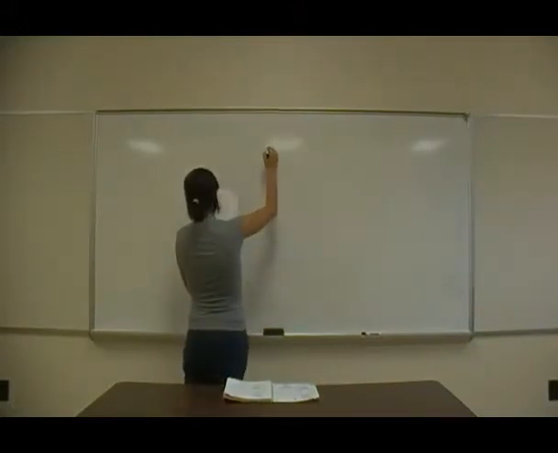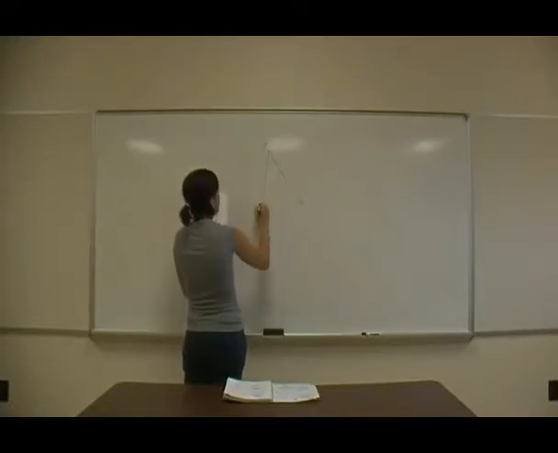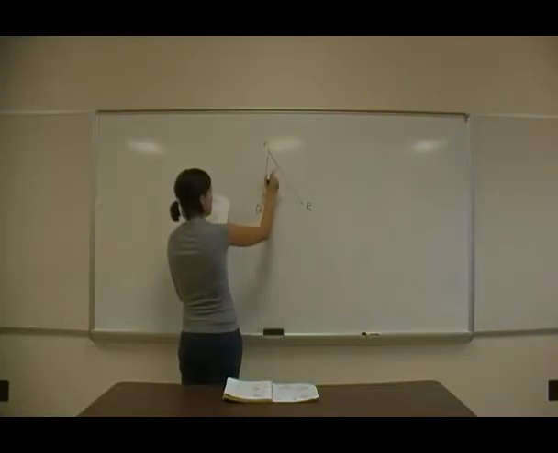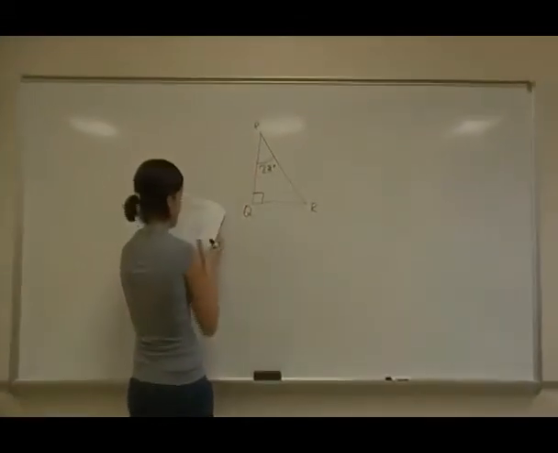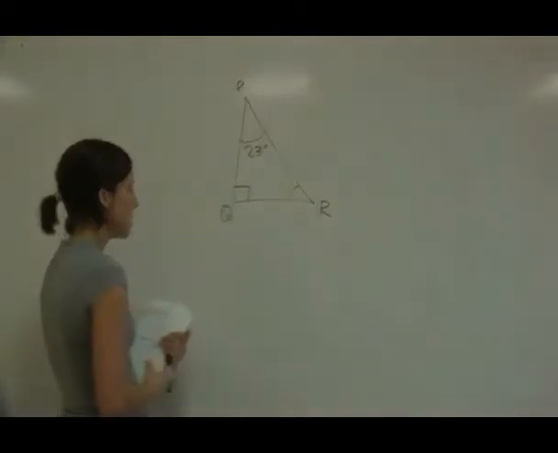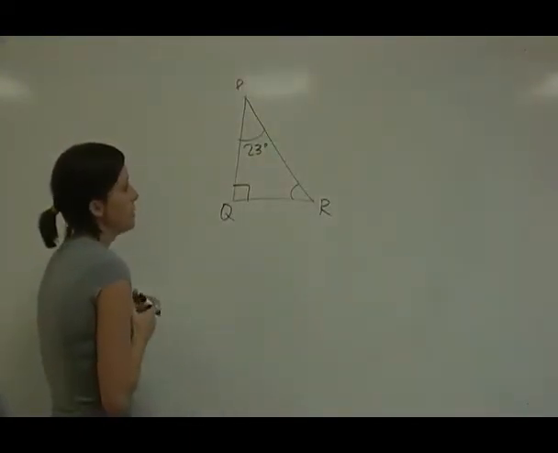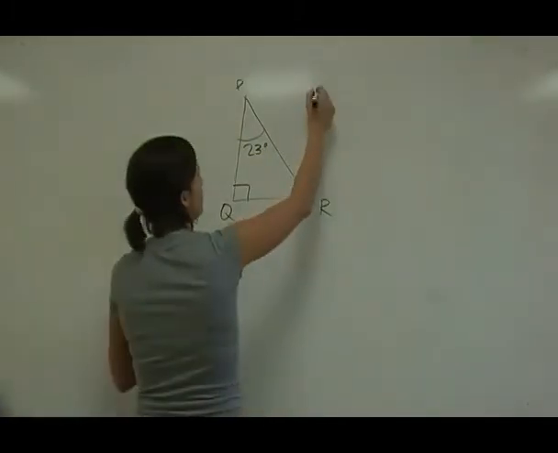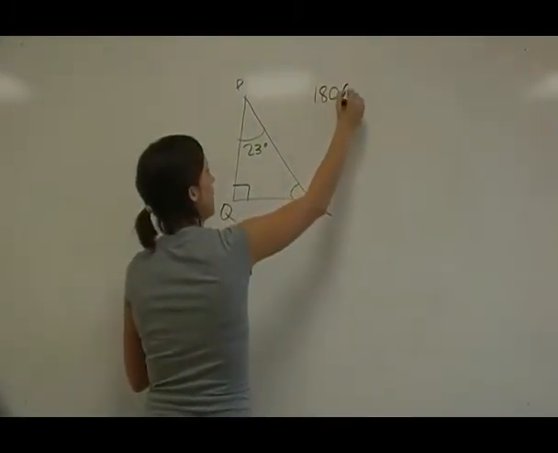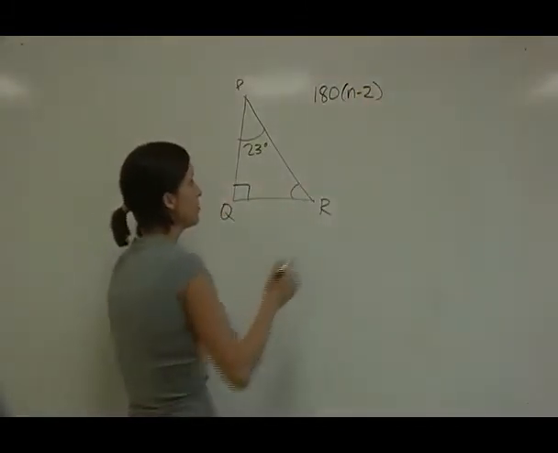So number 1 asks, in triangle PQR, which is a right triangle, it gives us the value of this angle, which is 23, and they want us to find angle R, okay? So knowing what we know about triangles, interior angles will equal 180. We can use our formula from before, which states 180 times n minus 2 will give us the measure of all of our interior angles.